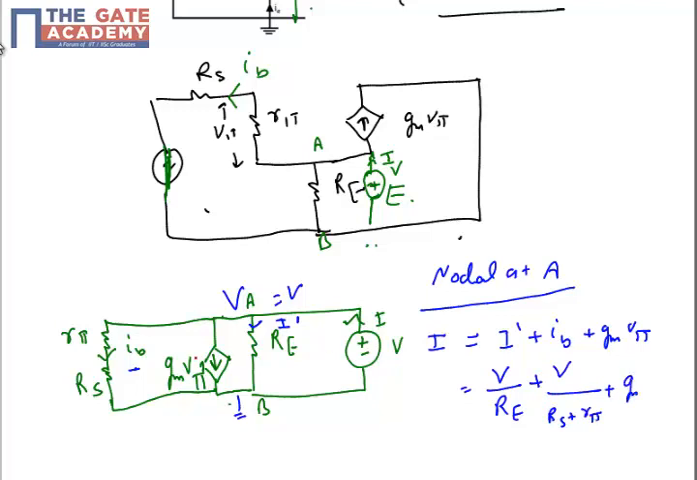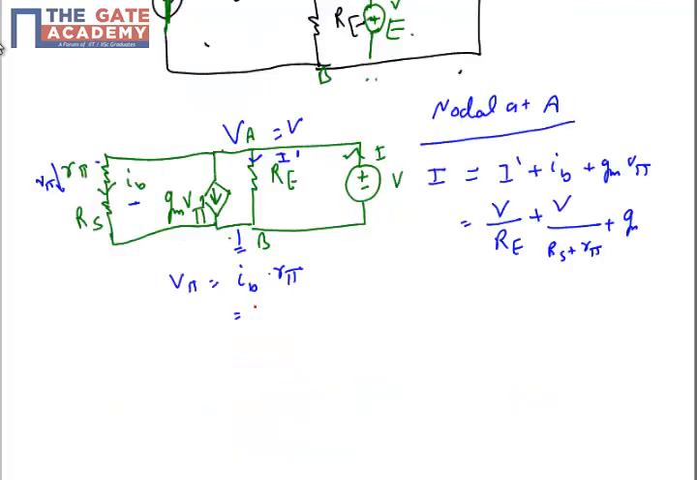And V pi is the voltage across your R pi, right? So your V pi will be defined as IB into R pi. And IB, we know, is V by RS plus R pi. So just put the values: GM V pi is GM times V R pi upon RS plus R pi, and this, together with V by RE, gives I.